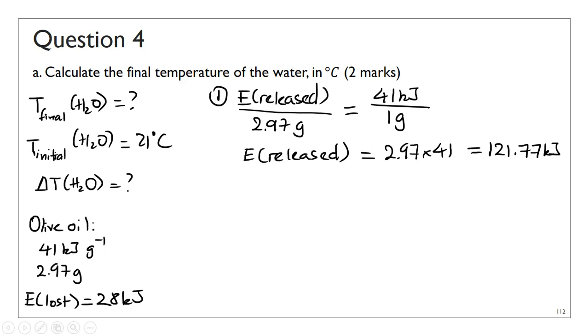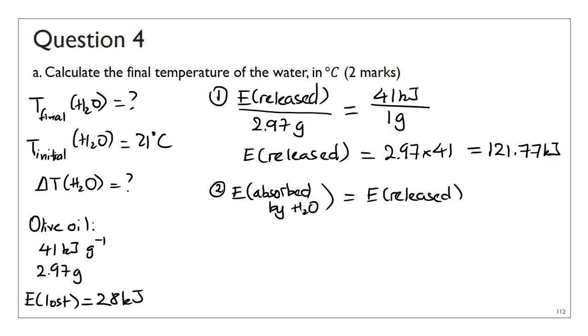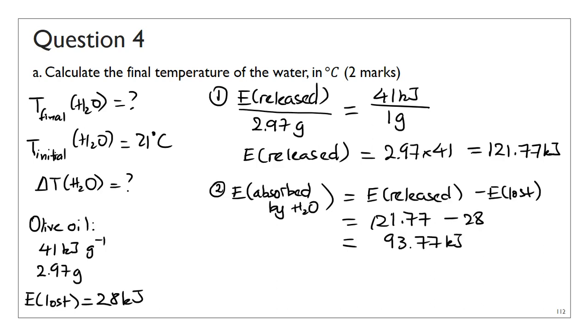So this is the amount of energy that was actually released by the fuel. However, we know from the question that 28 kilojoules of this was lost to the surroundings. So if that is the case, then the amount of energy that was actually absorbed by the water must be the difference between the two basically. So the energy absorbed by water must be energy released minus energy loss to the surroundings. So 121.77 minus 28, we have 93.77 kilojoules. And this is the amount of energy that was actually absorbed by the water.